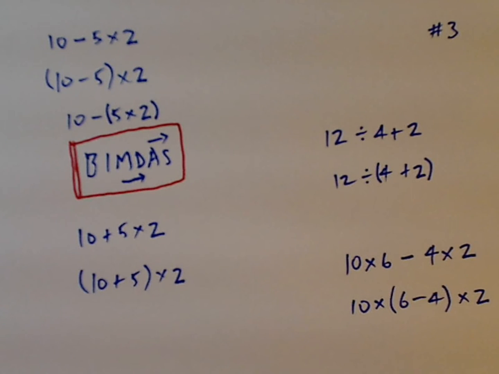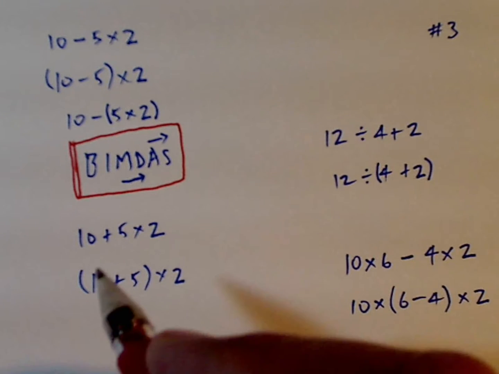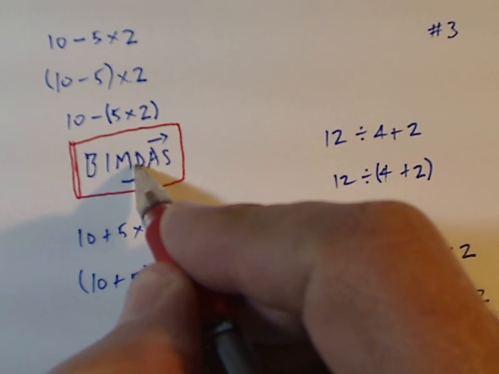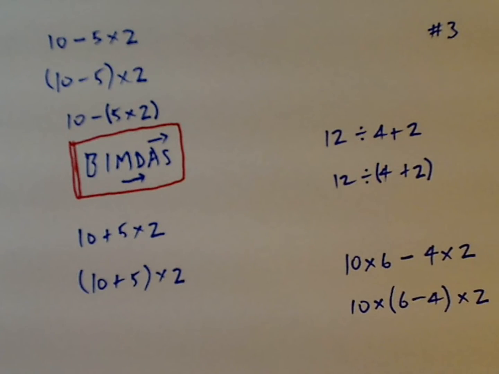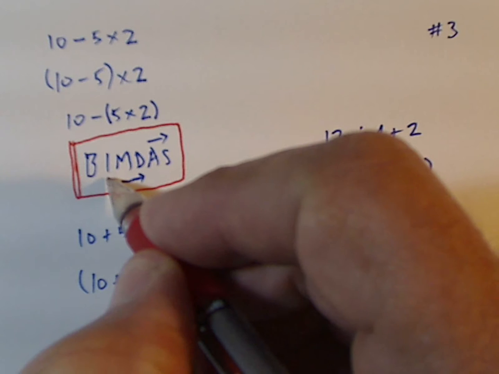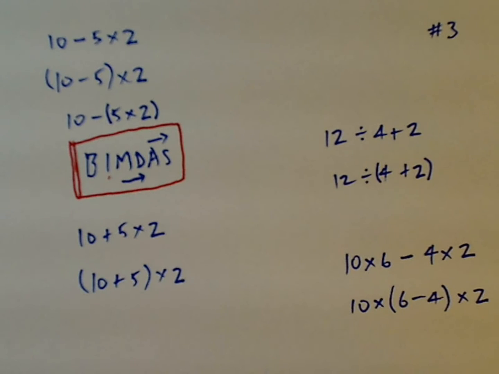Now that acronym helps us remember the order in which mathematical operations are evaluated. Quick recap: brackets, indices, multiplication and division left to right, addition and subtraction left to right. We've said that we're going to do a whole lesson on indices later, so we'll leave those out for the moment. Now let's look at some of these expressions we have here.